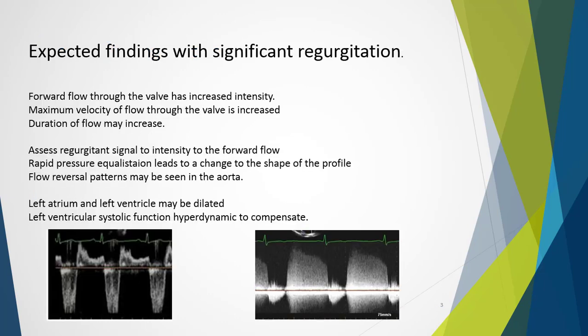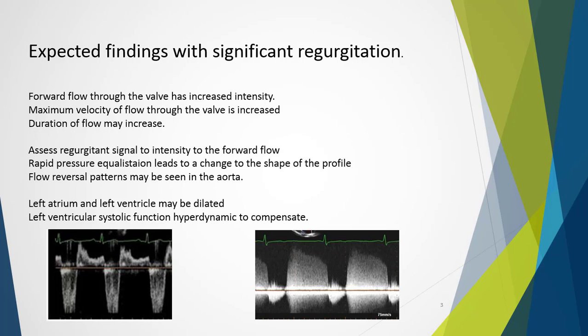Not only is the calculated regurgitant volume significant, but we also see changes with flow profiles with significant aortic regurgitation. The forward flow through the valve has increased intensity due to more red blood cells moving, creating a greater Doppler shift. The maximum velocity of flow through the valve is increased, and the duration of flow may increase also.